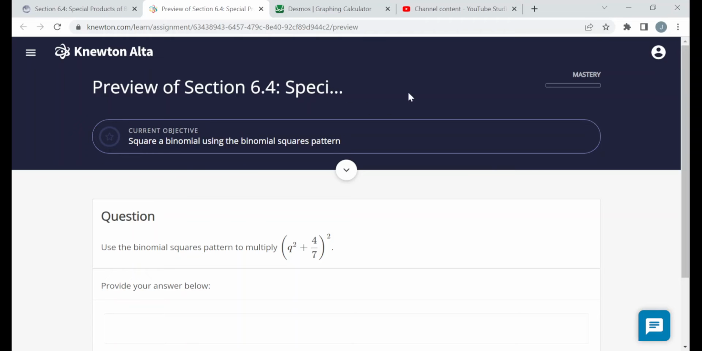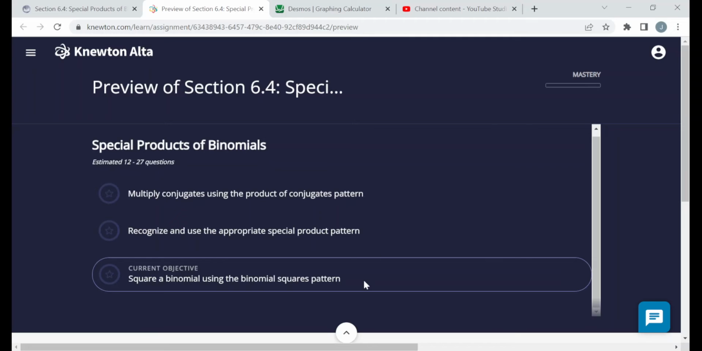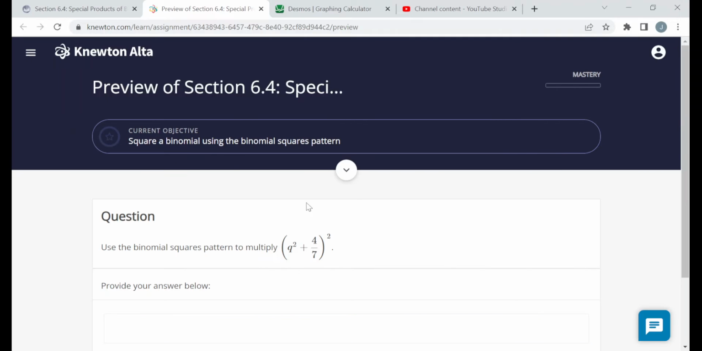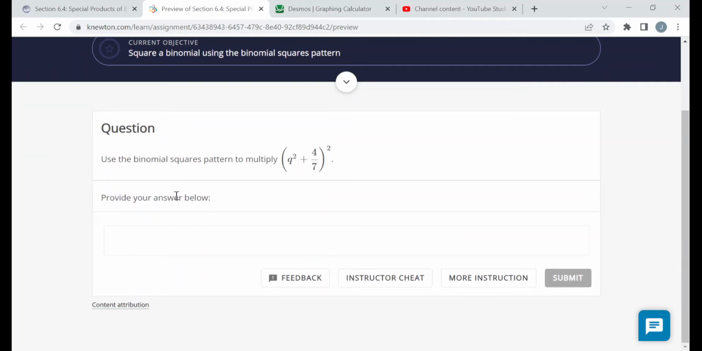Alright, so on the assignment page you should be seeing a title, the mastery bar telling you how far along you've gotten, and your objectives. It looks like there are 3 objectives for this particular assignment. Under the current objective there should be a question related to that objective, and at the bottom of every question you should see a feedback button where you can send feedback to Knewton if you wish. You will not have this instructor cheat button, it's for instructors only, but you will have a more instruction button.